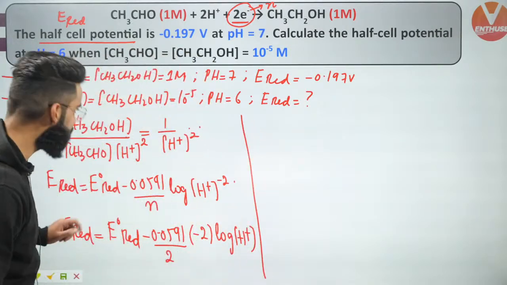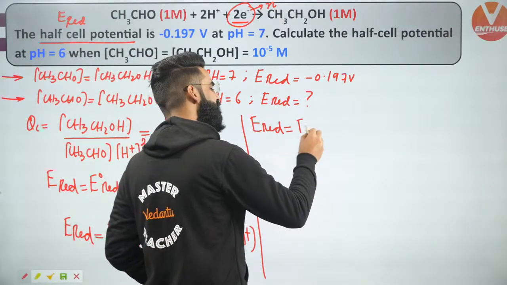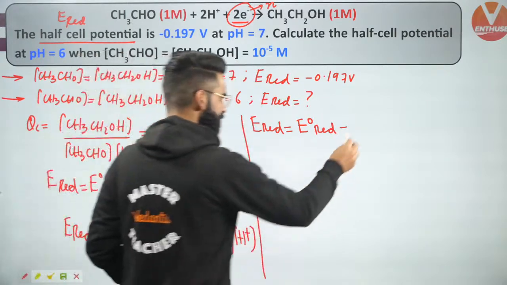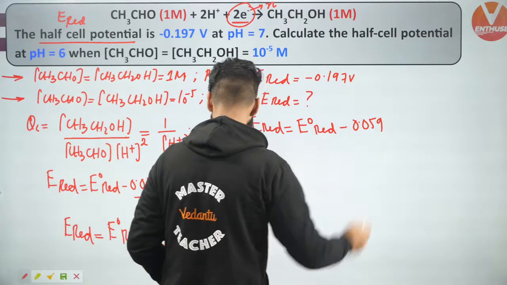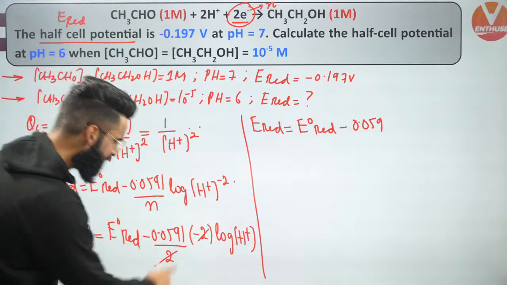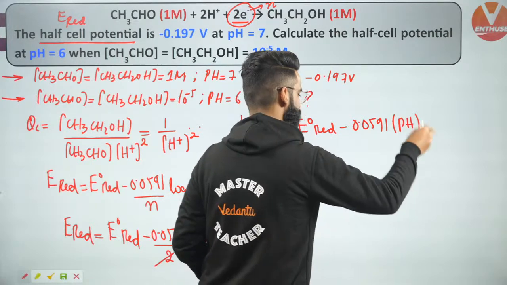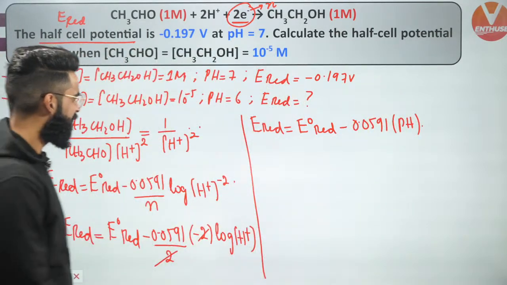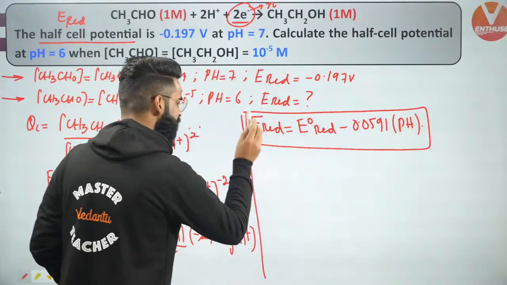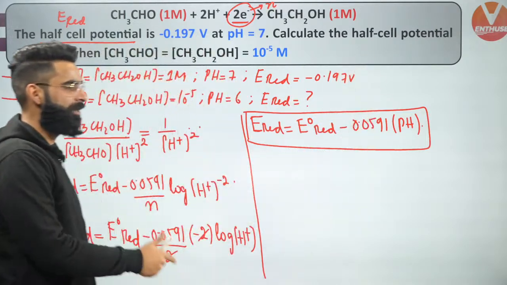I'll be writing the reduction potential of the electrode is equal to standard reduction potential of the electrode, which is E naught RAD, minus 0.0591. Can I say this 2 and this 2 would have got cancelled? Can I say minus log of H positive is what we call pH? Yes. So people, I got the general equation right here: reduction potential of the electrode is equal to standard reduction potential minus 0.0591 multiplied by pH.